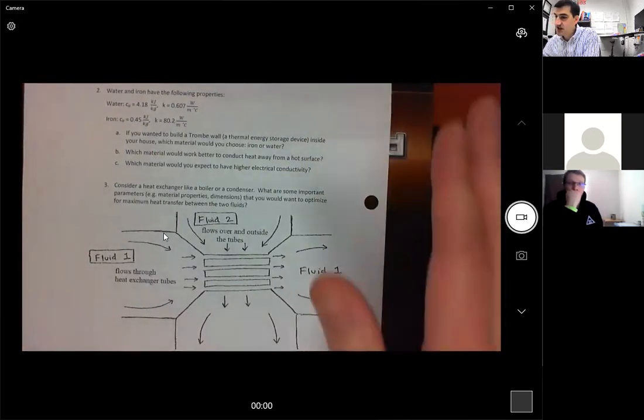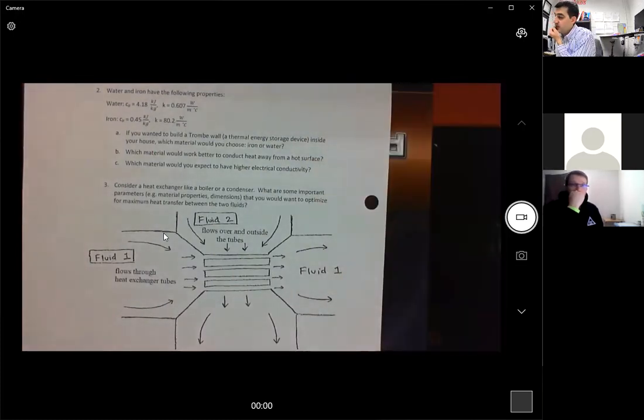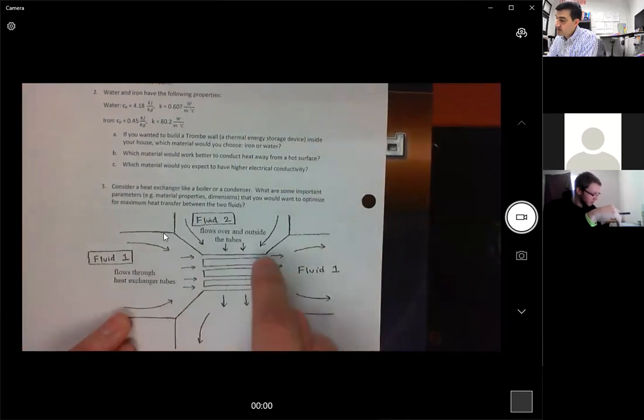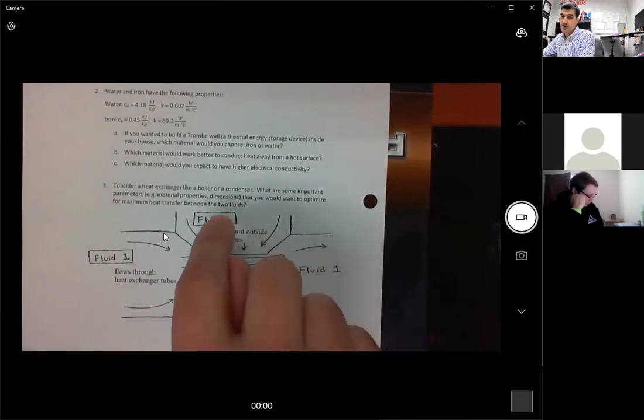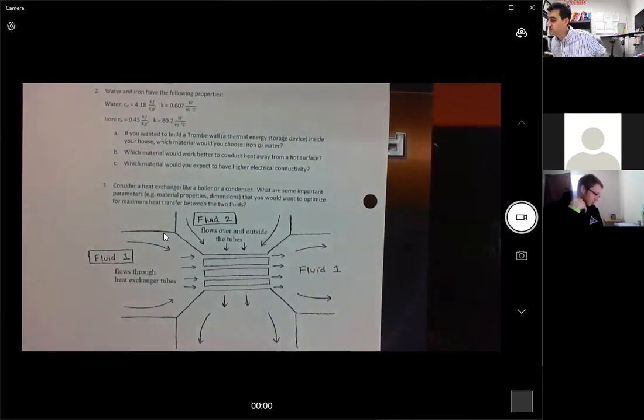And then number 3 says we've got this heat exchanger. We'll talk about heat exchangers in a couple of weeks. This looks to me kind of like a condenser. This is probably a condenser. So we've got some fluid flowing through these tubes, and then we've got another fluid flowing down over and around those tubes. And we want to design the parameters of this heat exchanger so that we get as much heat transfer as we possibly can between the two fluids.